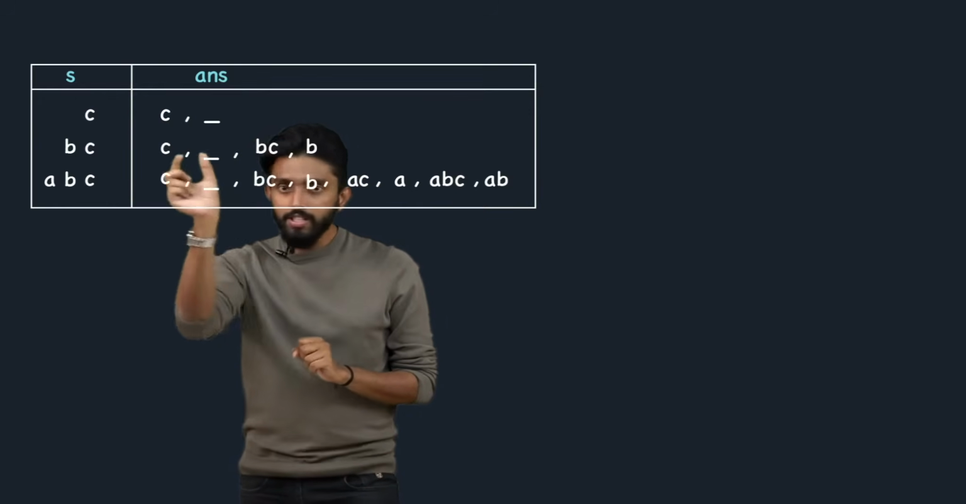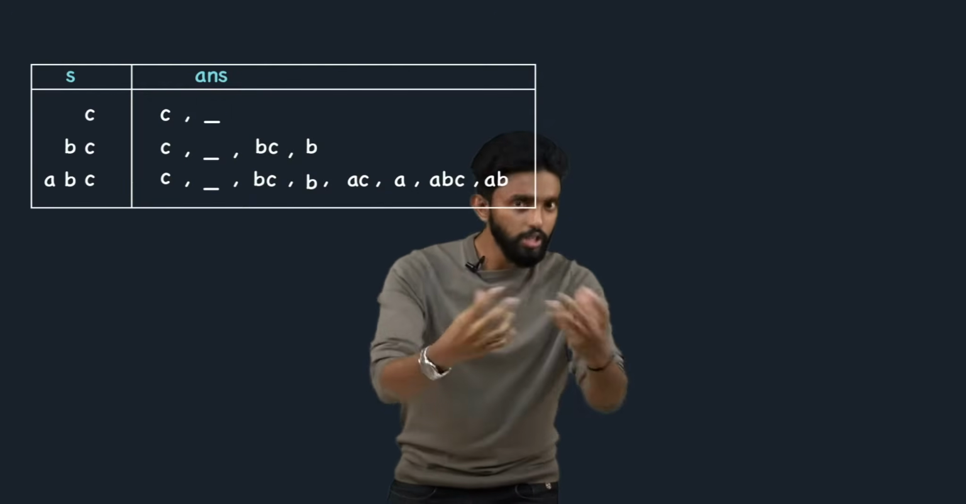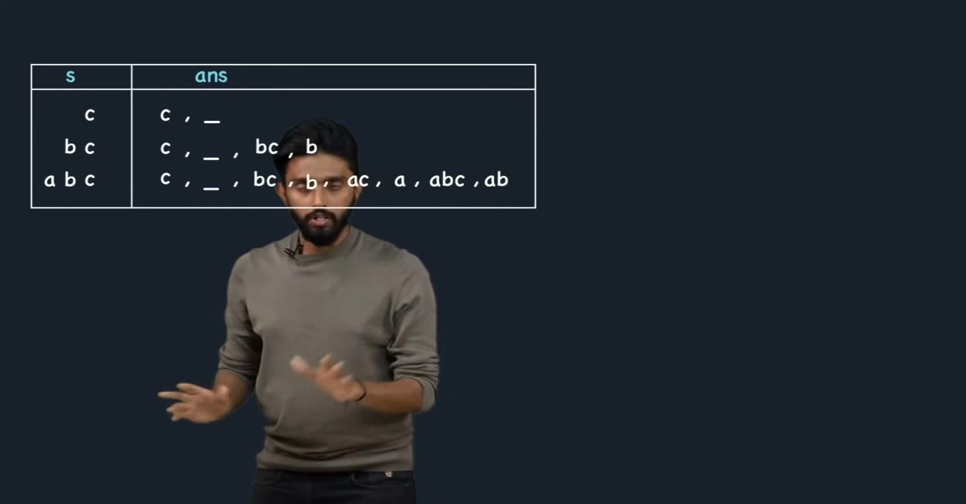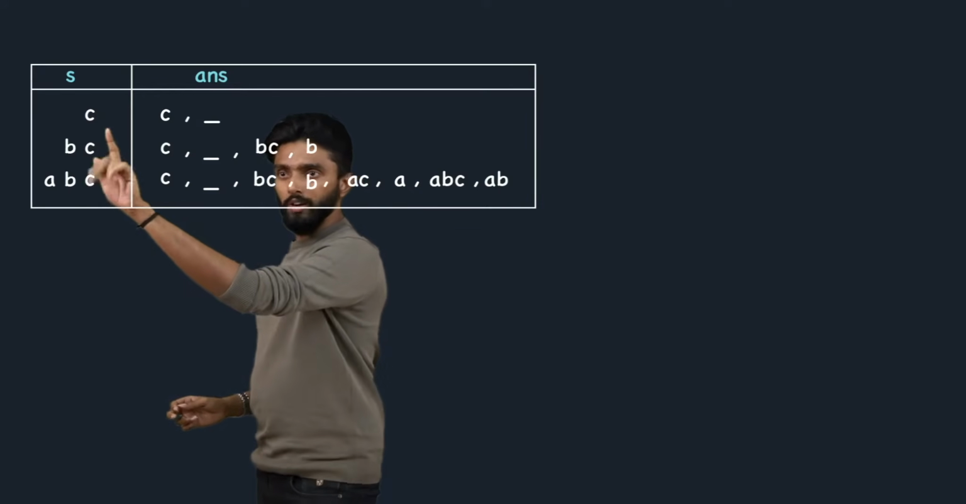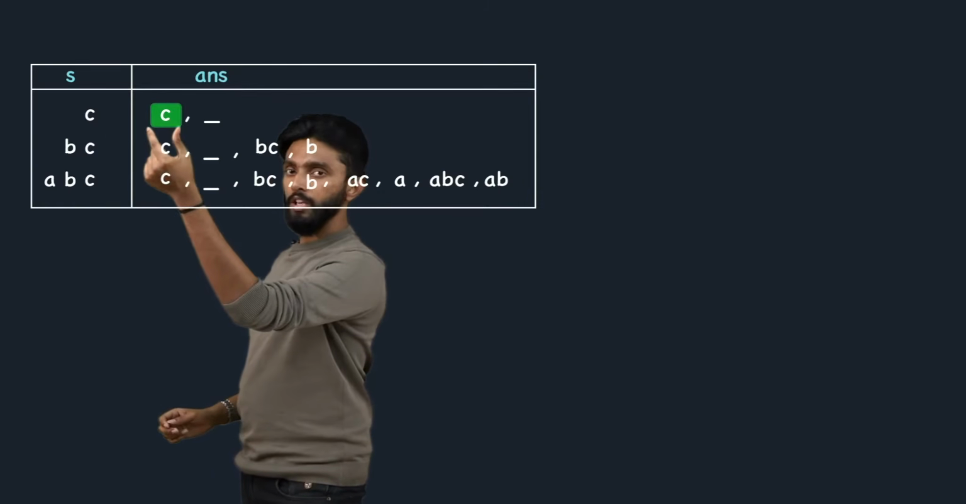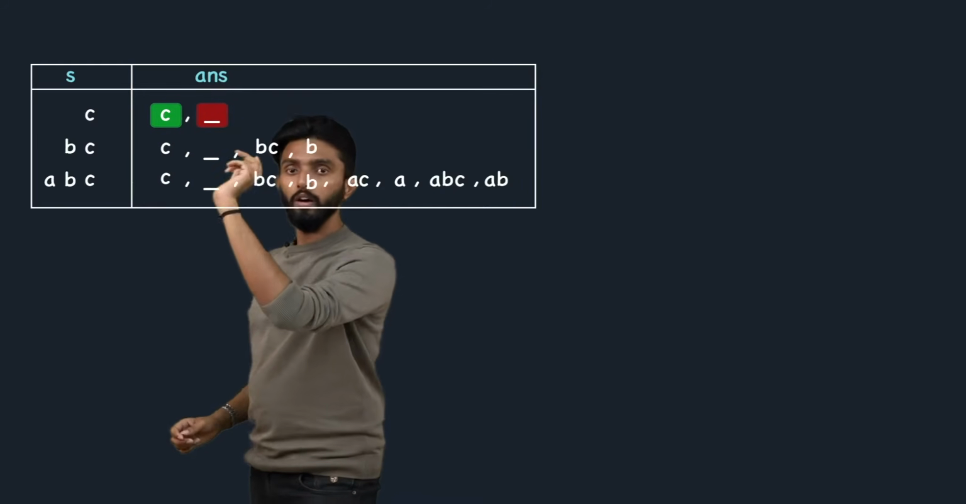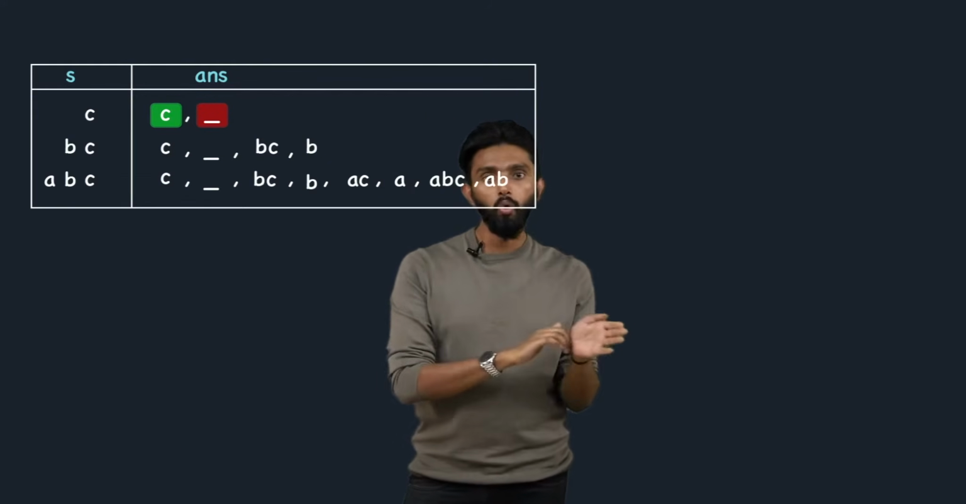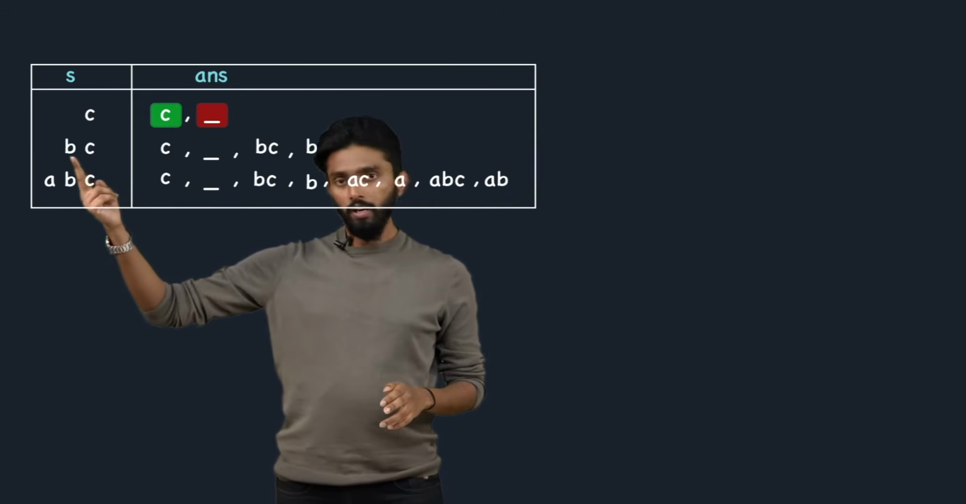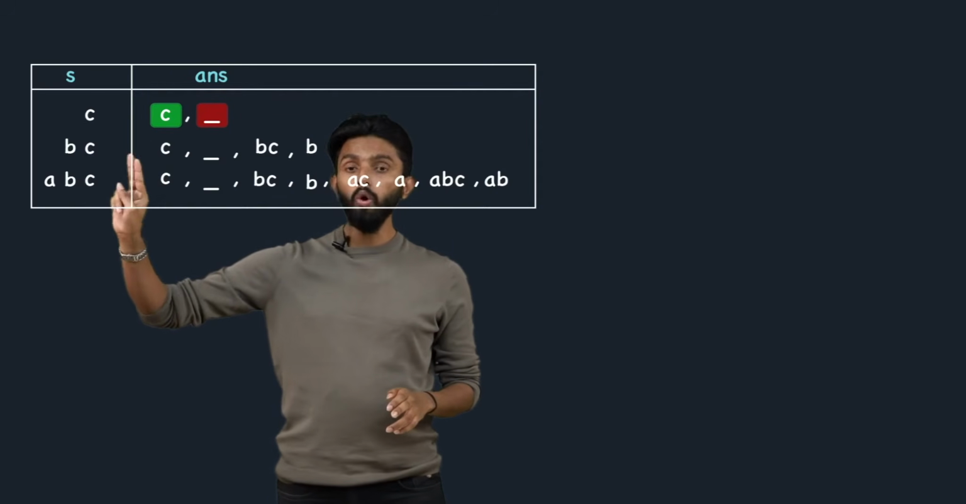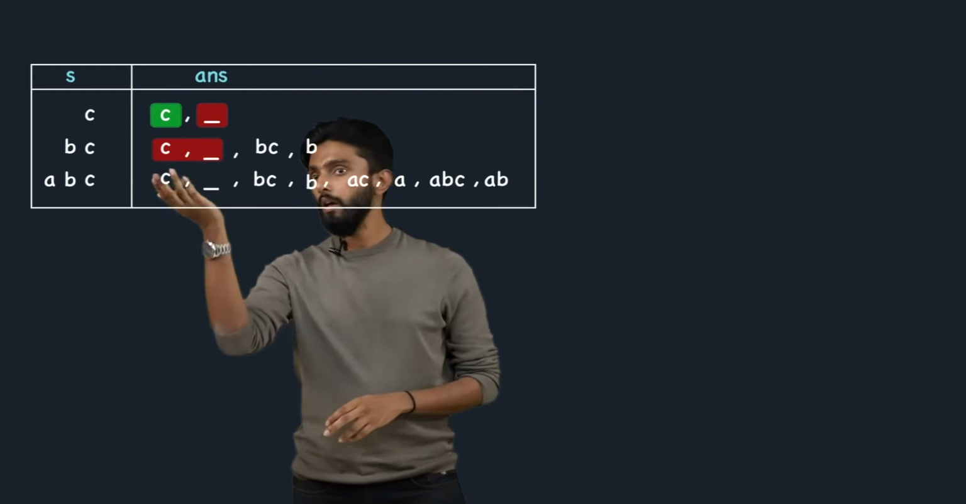Each one is an answer, because each one is a subsequence. And look at this very interestingly. Let's start with C. Pick C, don't pick C. I'm putting green and red. Pick, don't pick. In BC, don't pick B, pick B.